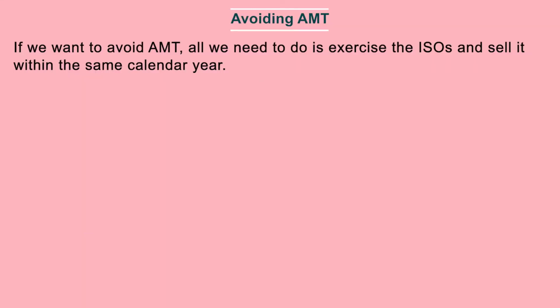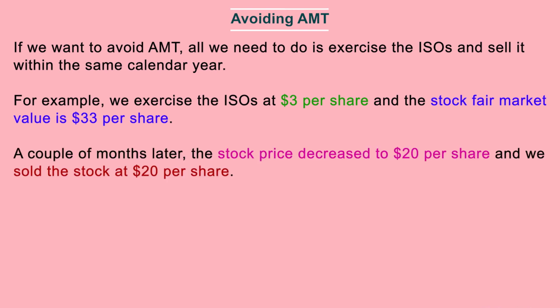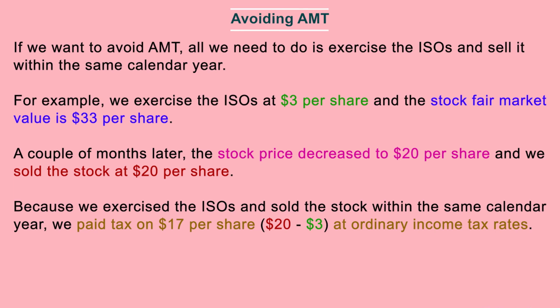Avoiding AMT. If we want to avoid AMT, all we need to do is exercise the ISOs and sell them within the same calendar year. For example, we exercise the ISOs at $3 per share and the stock fair market value is $33 per share. A couple of months later, the stock price decreased to $20 per share and we sold the stock at $20 per share. Because we exercised the ISOs and sold the stock within the same calendar year, we pay tax on $17 per share, $20 minus $3, at ordinary income tax rates.